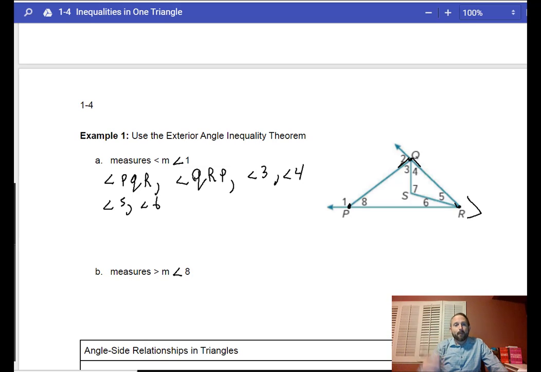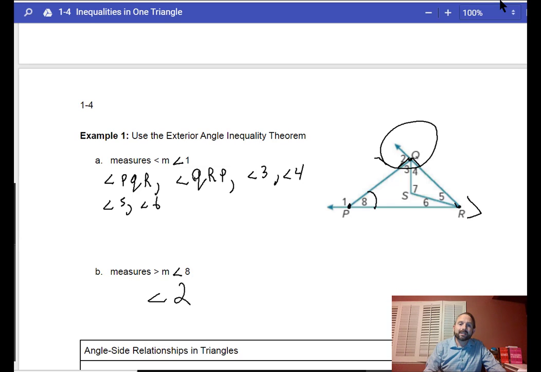So it says B, find the measures that are going to be greater than the measure of angle 8. All right, so this is angle 8 right here. We don't know if angle 1 is, and we don't know any of these measures right here. This could be an inaccurate drawing. We don't know. But what we do know is that any exterior angle is going to be bigger than its interior angles.